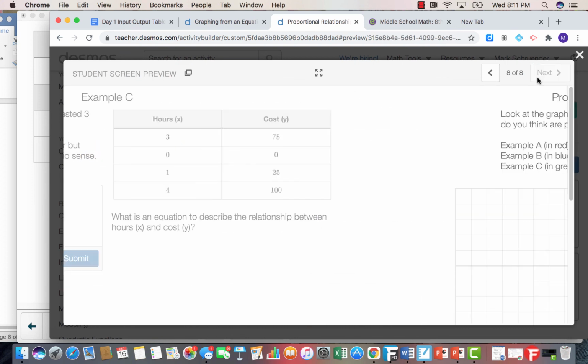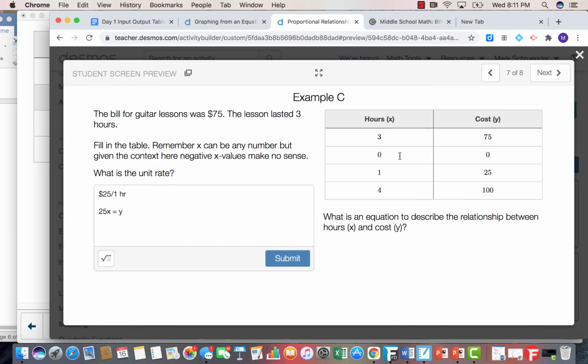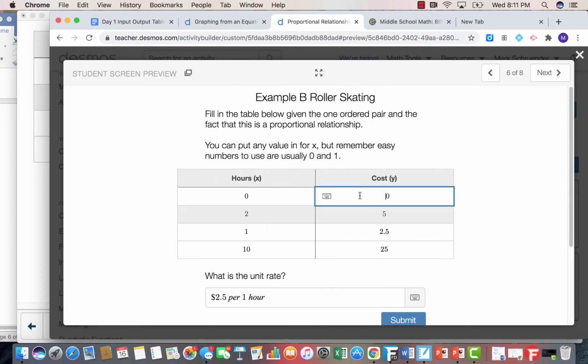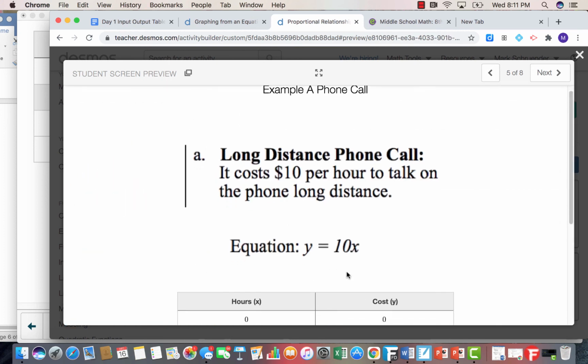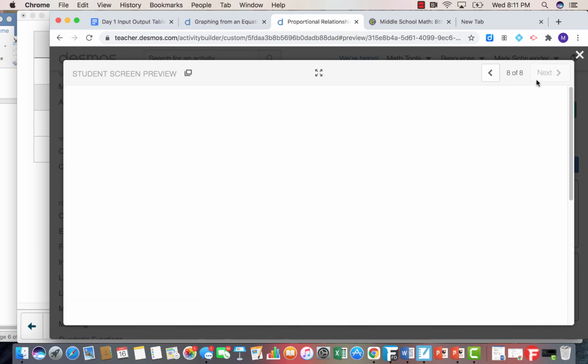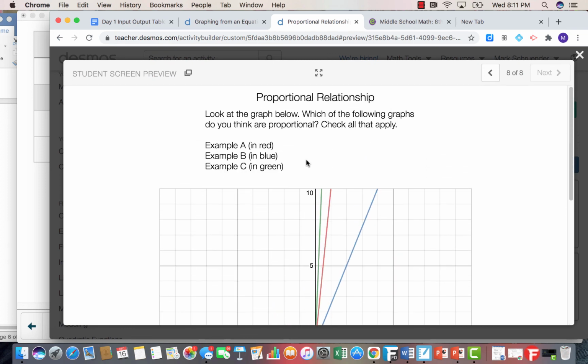So all 3 of these equations, if you look at them, it's sort of tough to see, but they're going through the origin. And we showed that also in the table that they're going through the origin. You can see it there and there. You can see it here and here. And you can see it here and here. They're all going through the origin. So based on that, I would say all of these are proportional. So we want to check off all 3.